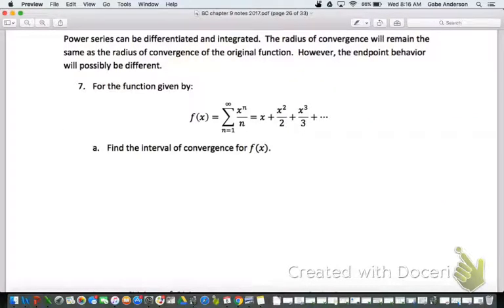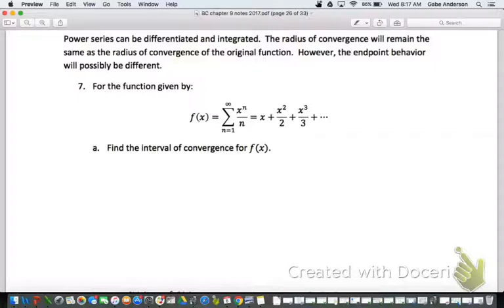Okay, so power series, as mentioned here, can be differentiated and integrated, and that's actually one of the really strong suits of a power series, because a power series is simply a polynomial, and so it's very easy to differentiate and integrate polynomials because we typically just use the power rule for that. So when we do these derivatives and integrals, the radius of convergence will be the same as the radius of convergence of what we just differentiated or integrated. Sometimes, not often, at least that I've seen, the endpoint behavior might be a little bit different, but we'll investigate that as we go.